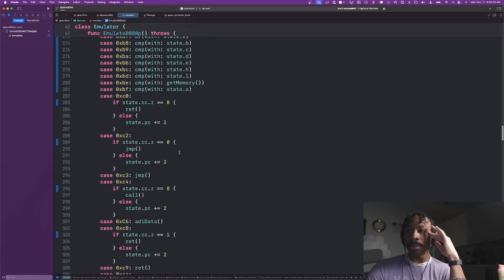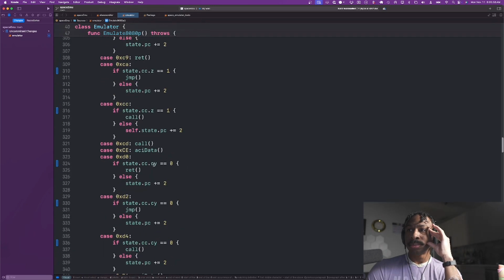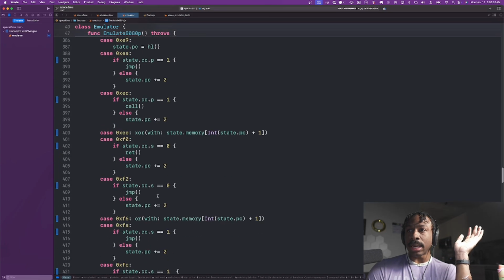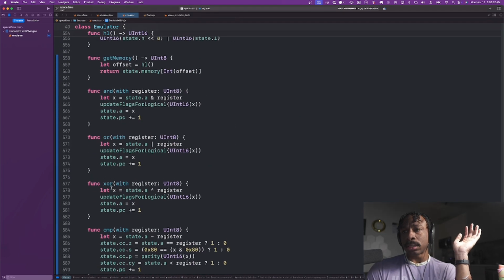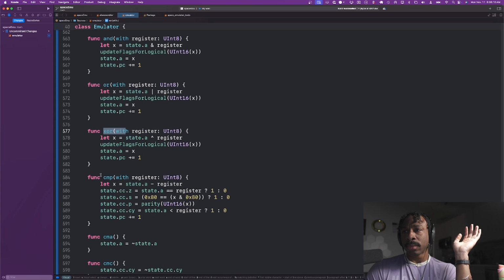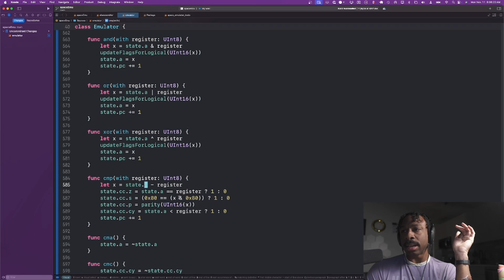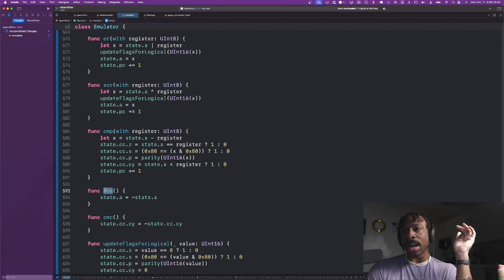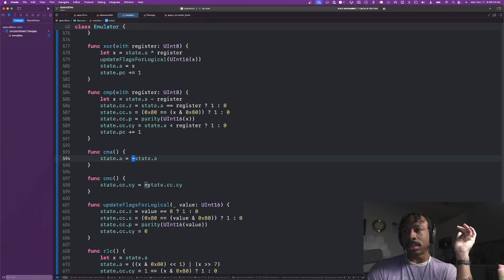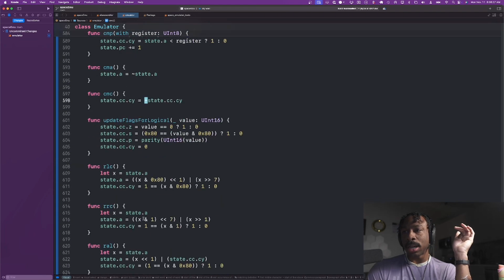And then from there, I just did the same thing for exclusive OR here. And then complement or compare. This is compare, which is just subtracting a register from A and then setting the flags accordingly. Boom. And then we have complement, which just flips the bit using this notation. We can do that for the carry flag as well.